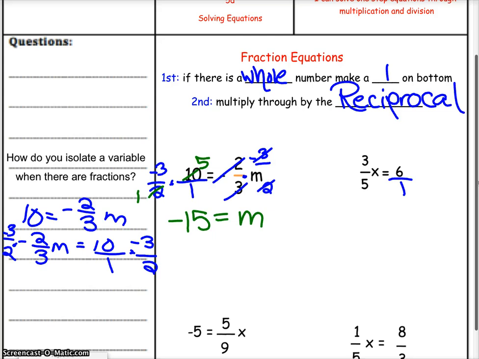Okay, 1 on the denominator, because it's a whole number, times through by the reciprocal. Again, we times through because we want to cancel out the numbers in front. Cross simplifying, top times top over bottom times bottom.